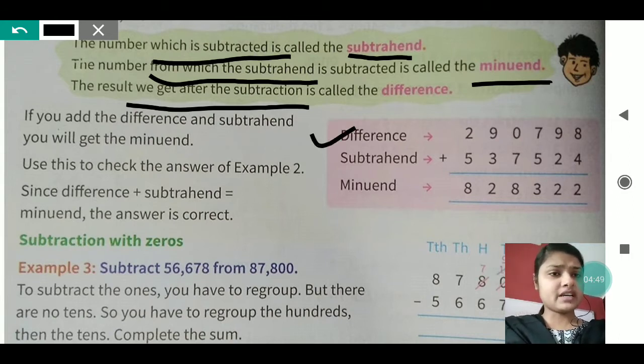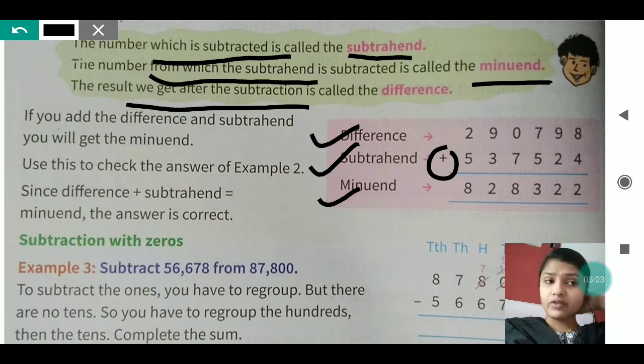You can see the numbers are arranged here. If the difference is given and the subtrahend is given, you can easily find the minuend by adding both the numbers. Means when you add the difference and the subtrahend, you will get the minuend. If the minuend is given and the difference is given, then you can also get the subtrahend by subtracting, because we know that the subtrahend is the smaller number. If the minuend is given, it means a bigger number is given, and the difference is always smaller than the two numbers given. So when this kind of question comes, we add.